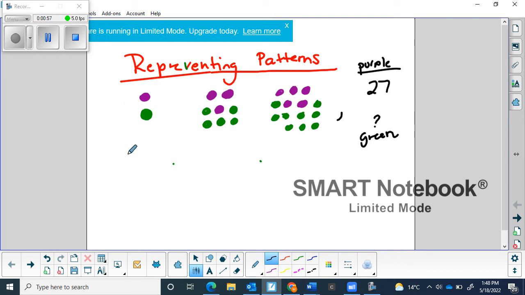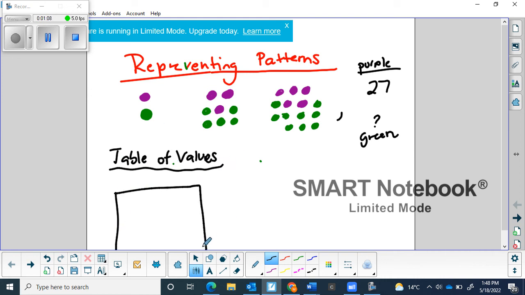So before we can do that, though, we have to create something called a table of values. Now, a table of values is pretty much us just charting all the values that we see in our pattern. So over here, I'm going to put purple, and over here, I'm going to put green. And we'll use a little visual here, purple and green. And another way we can represent this is we've got X and Y.